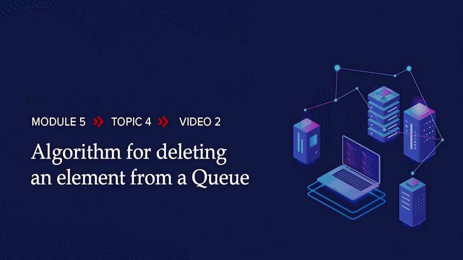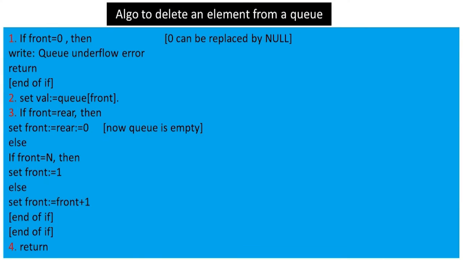Now in this lecture, I am going to explain to you the algorithm that will be used to delete an element from a queue. I have shown you how we can insert as well as delete elements in a queue. And in that case, I have told you when the value of front is equal to 0, or we can say front is equal to null, that means our queue is empty. So let's dive into the algorithm.